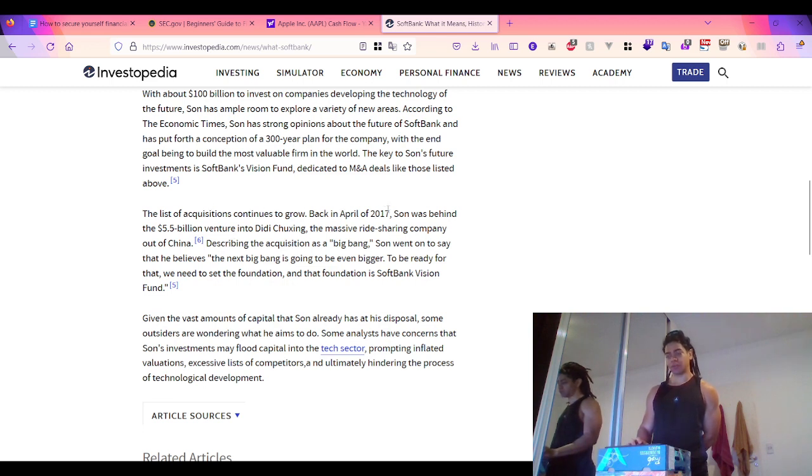Back in April 2017, Son was behind the $5.5 billion venture into Didi Chongqing, the massive ride-sharing company out of China, describing the acquisition as a big bang. Son went on to say that he believed the next big bang is going to be even bigger. To be ready for that, we need to set the foundation, and that foundation is SoftBank Vision Fund.